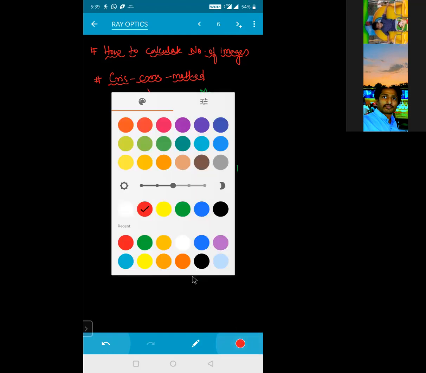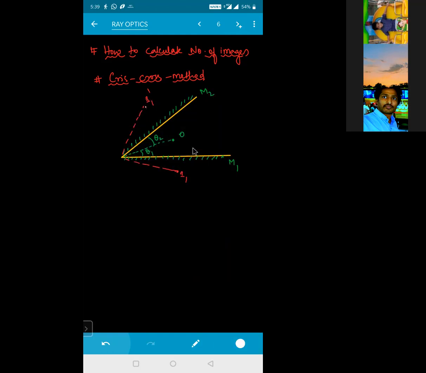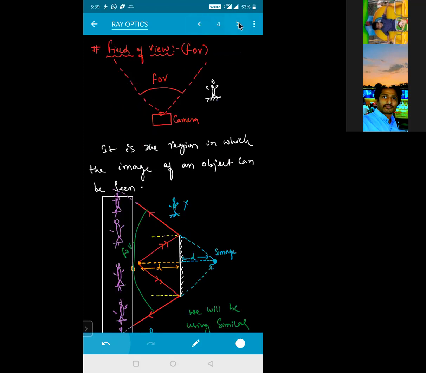Now if you think again, see here, this I1 dash will act as an object for this other mirror. Again one more image, that is your I2. And this I1 will again keep forming, so what will be formed for me? A circle. Many images will be formed. Yes sir, many images will be formed.